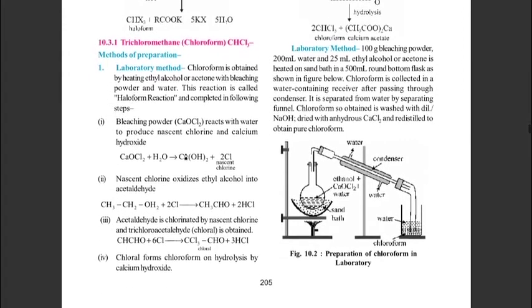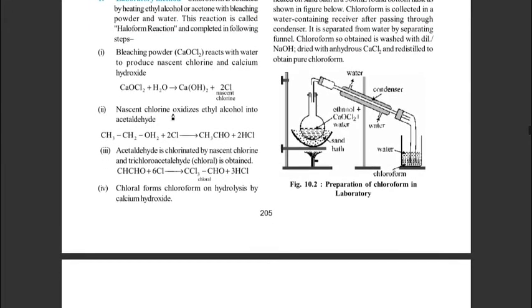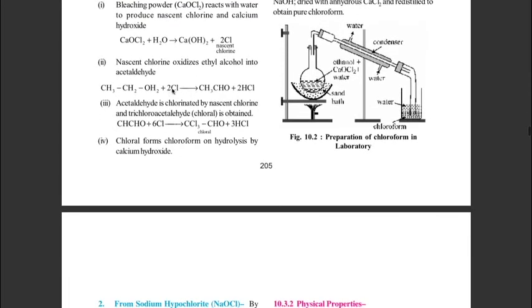Now let us discuss chloroform. Its laboratory method: it is obtained by heating ethyl alcohol or acetone with bleaching powder and water. This reaction is called the haloform reaction, as we have discussed just now. This reaction is completed in these steps. Step 1, bleaching powder CaOCl2 reacts with water and produces nascent chlorine and calcium hydroxide. In the second step, the nascent chlorine oxidizes ethyl alcohol into an aldehyde, acetaldehyde CH3CHO.